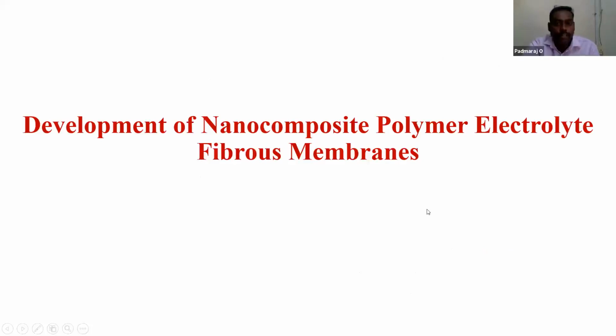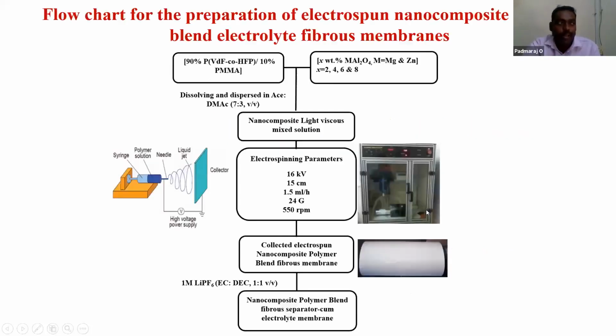So how to improve that? I have to develop the fibrous membrane, a nano composite fibrous membrane made by electrospinning. Various synthesis techniques have been used to develop the electrolyte membrane, but electrospinning is an effective technique to develop the fibrous membrane. This is the most important thing. That is a novel technique, the electrospinning technique.